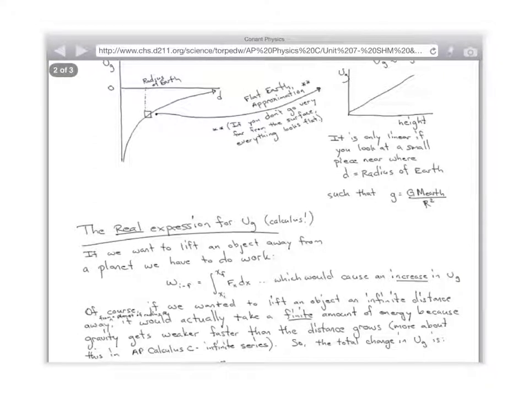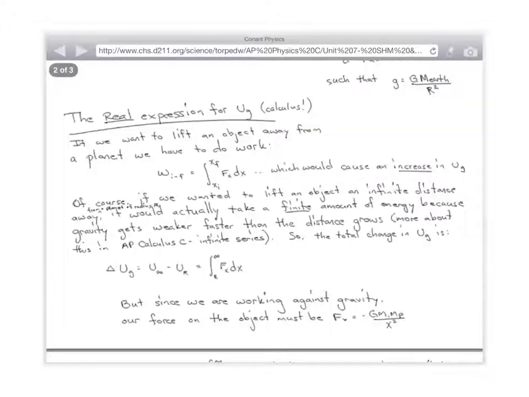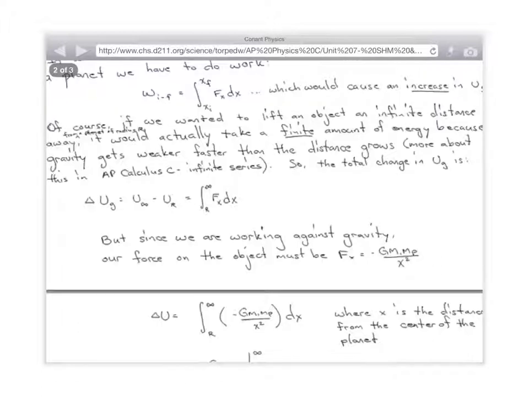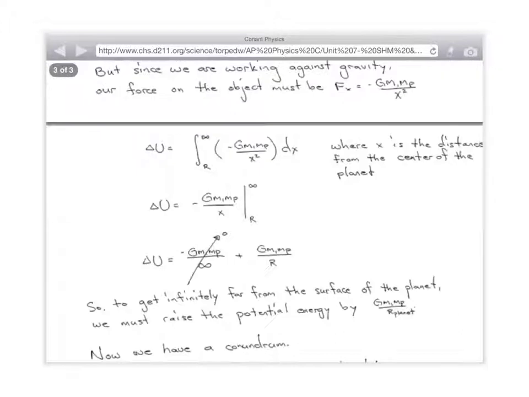You know gravitational potential energy is mgh, right? Wrong. The real expression for gravitational potential energy, you'd have to do the integral of the work, right? The work integral. But what would you use as a force for that integral? You use GMm over d squared. So we have to integrate that with respect to d. All right? So here's what the integral looks like.